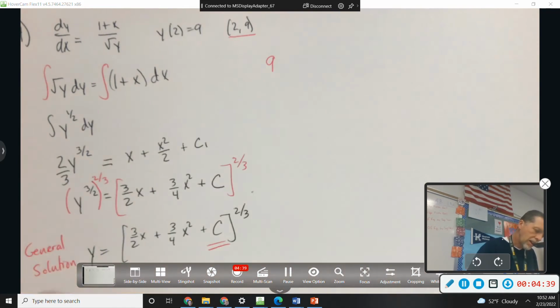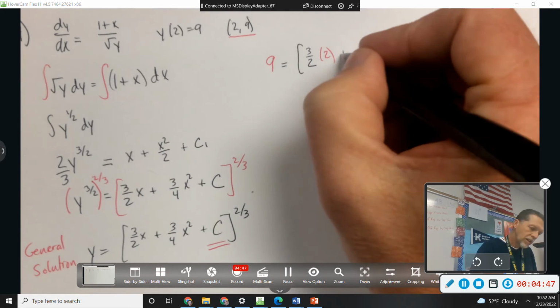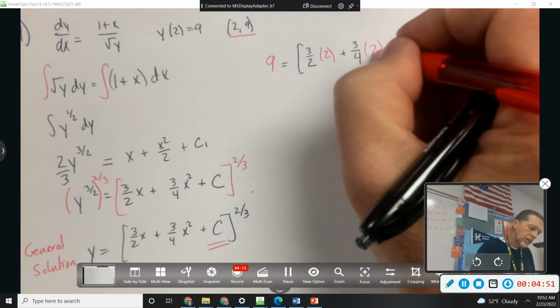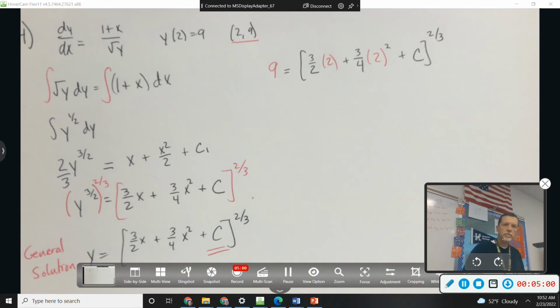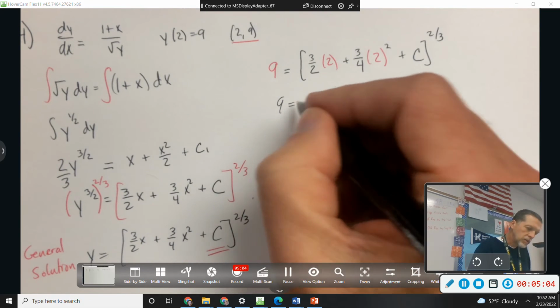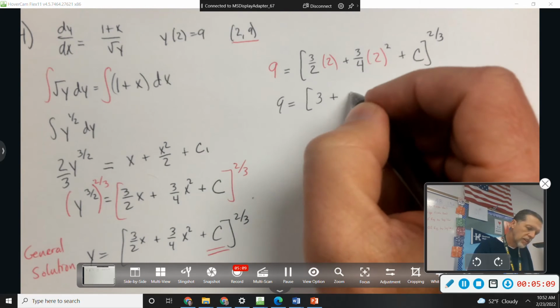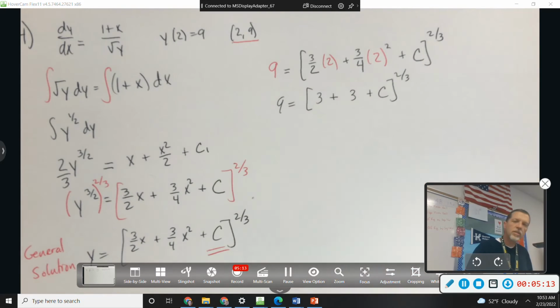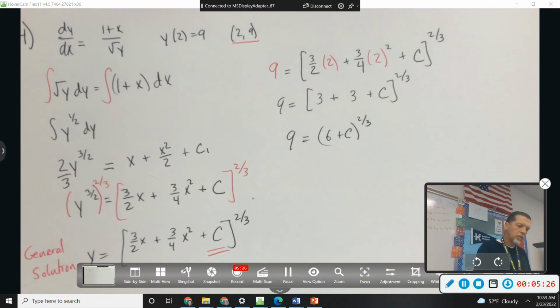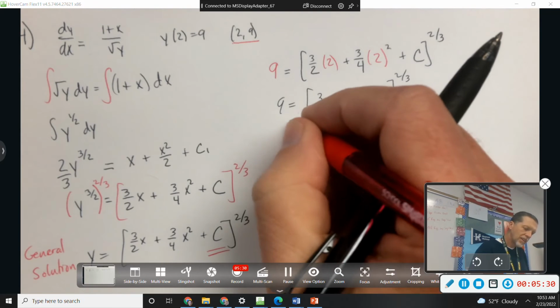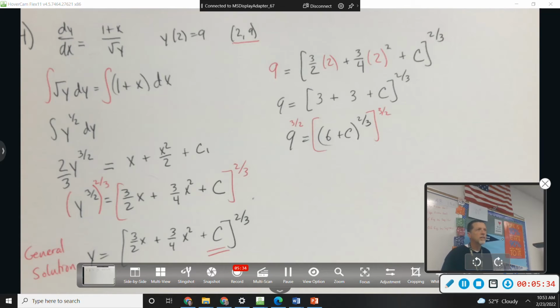So 9 goes in for y. Two goes in for x. It looks like they've rigged this to work out reasonably well for us in terms of fractions. So 9 equals 3 plus 3 plus c to the 2/3. Again, this is just algebra at this point. 6 plus c to the 2/3. So now to undo the 2/3, back to 3/2. Right, to undo the 2/3, we need to raise it to the 3/2.